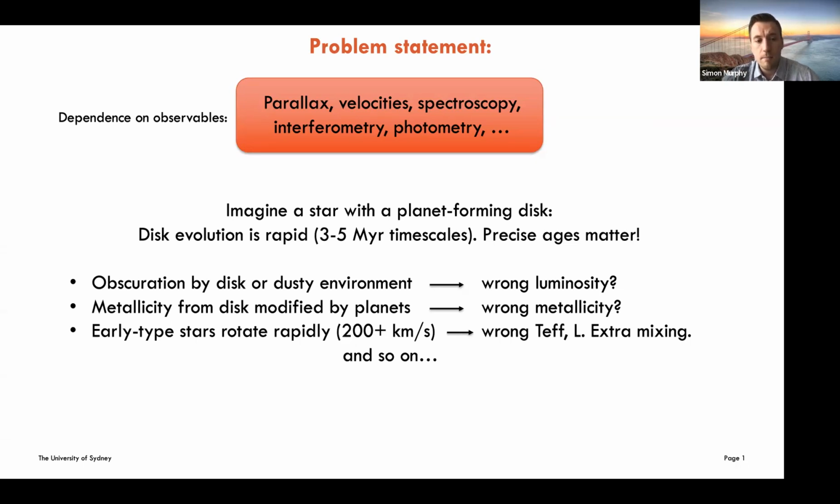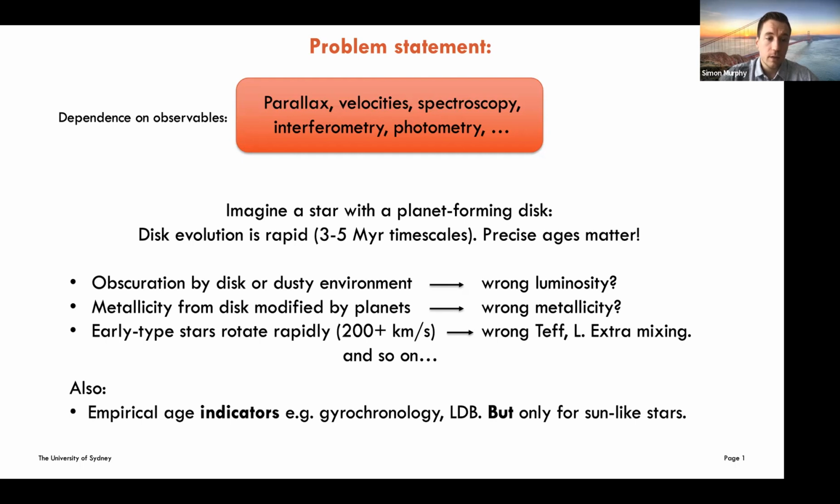Or if the metallicity that you measure from that planet-forming disk has been modified by the planets that orbit within it, you might end up with the wrong metallicity. On top of this, early type stars tend to rotate very rapidly. We're talking 200 kilometer per second rotation rates a lot of the time. And that can give you the wrong temperature, it can give you the wrong luminosity, there's extra mixing involved, and so on.